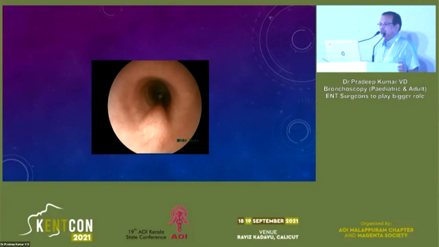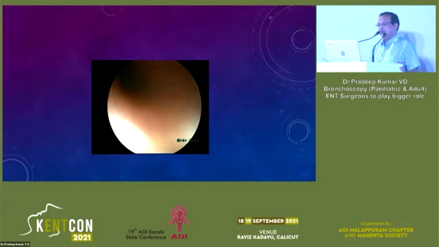Now, going into the trachea, into the carina and bronchus, nothing is seen. On the left side, you see some discharge coming. This is a purulent discharge.